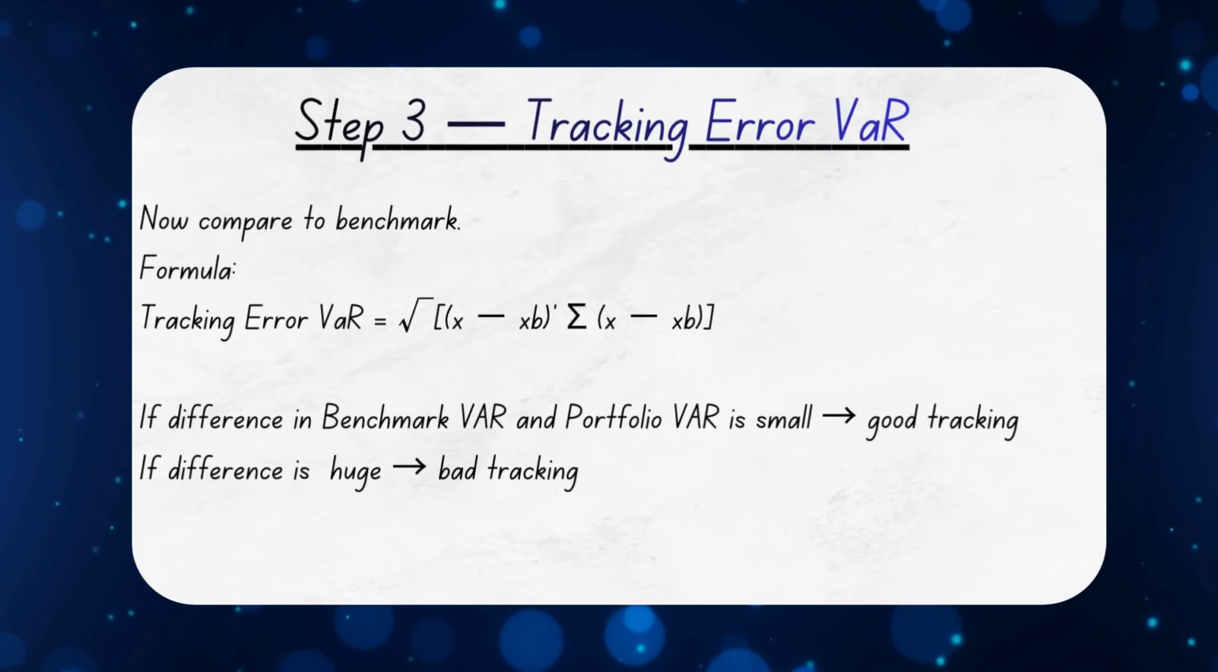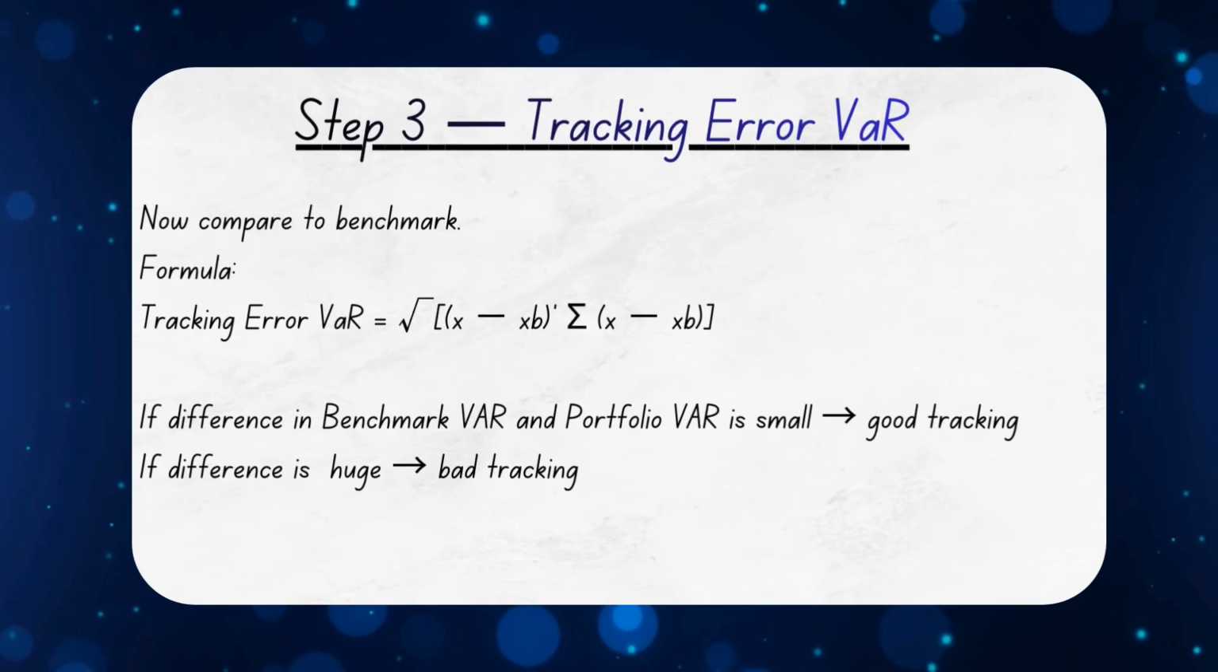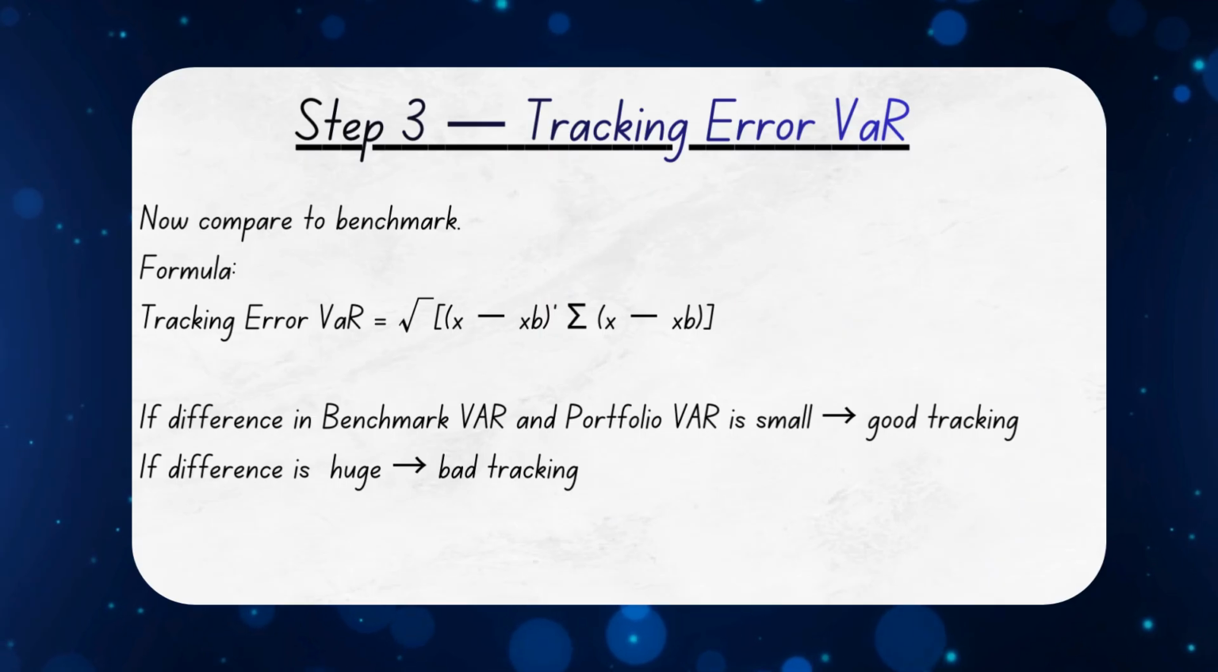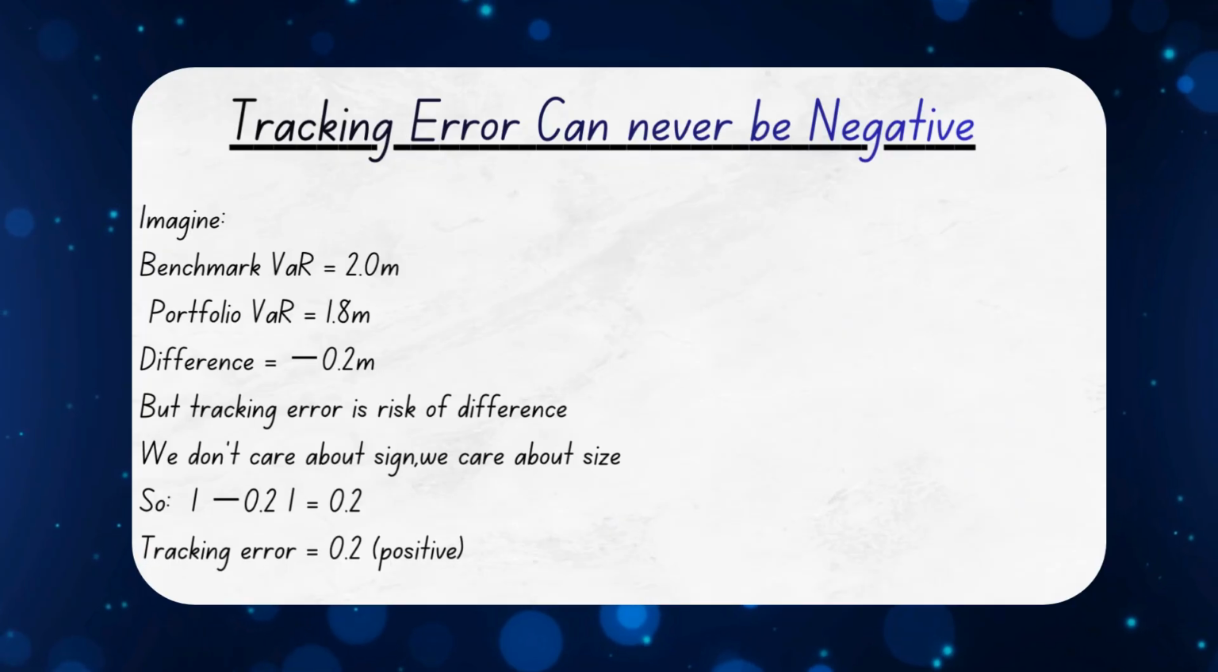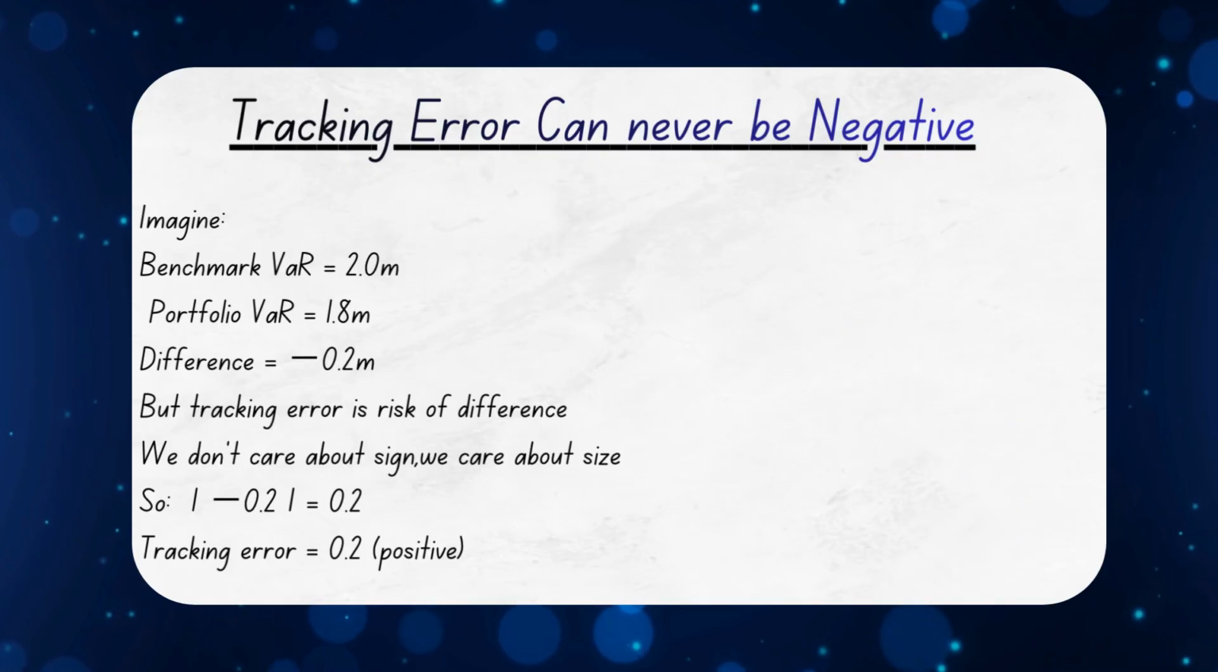Now comes the key idea. Tracking error. Instead of looking at standalone VaR, we measure how far the portfolio's risk is from the benchmark. Small difference means good tracking, large difference means poor tracking. Tracking error is never negative. If benchmark VaR is 2 million and portfolio VaR is 1.8 million, the difference is minus 0.2. But we care about magnitude, not sign. So tracking error is 0.2, always positive.